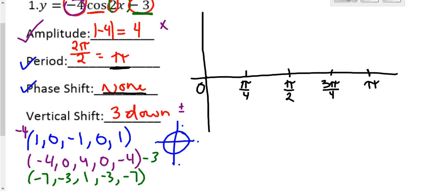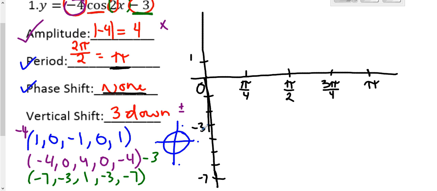So let's fix our graph. We need to go all the way down to -7. And we're going to come up to 1. So here's -1, -2, -3, -4, -5, -6, and -7. So -7 is here, -3 is here, and 1 is there. Those are all the values that we need.